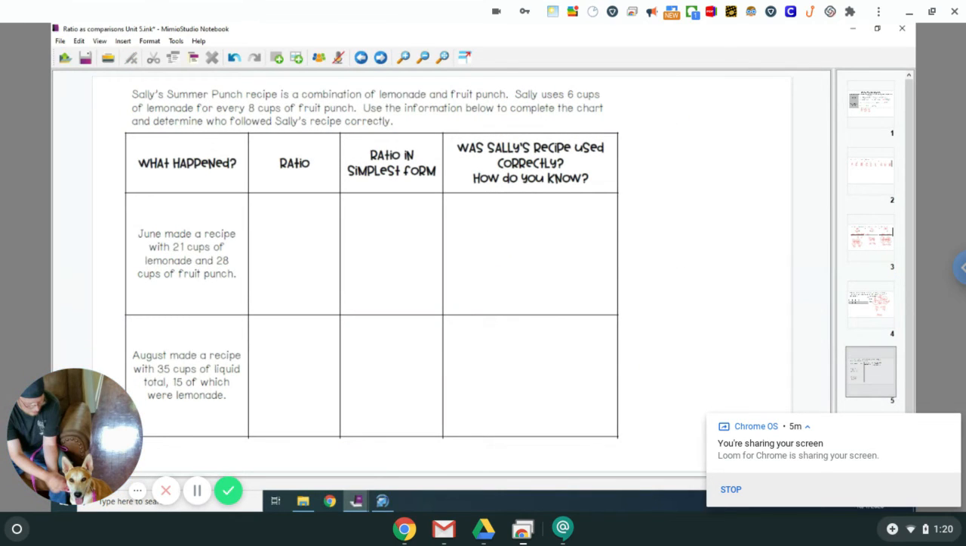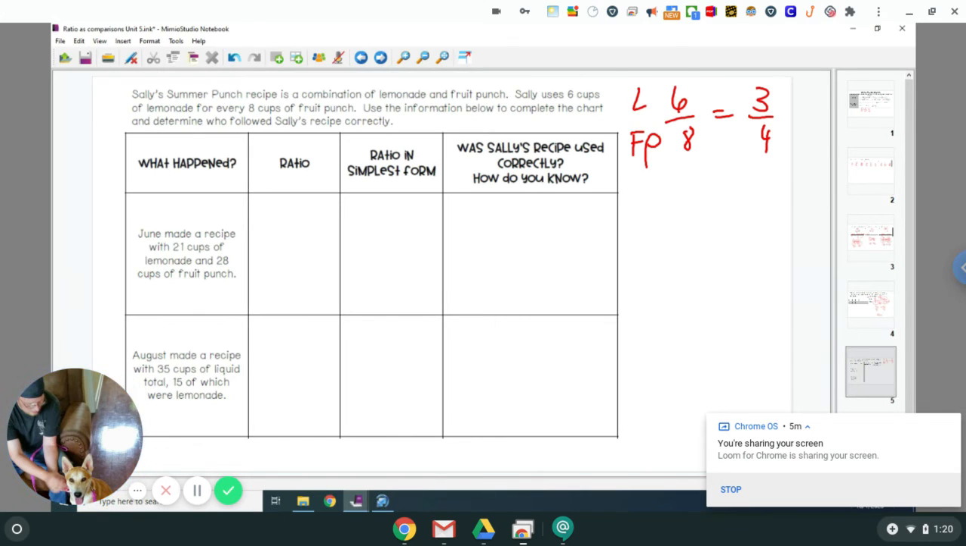Okay, so a little bit more problems. It says Sally's summer punch recipe is a combination of lemonade and fruit punch. Sally uses 6 cups of lemonade for every 8 cups of fruit punch. So that's 6/8, which reduces down to 3/4 because they're both divisible by 2. So you divide the top and the bottom by 2. So the ratio is 3/4.